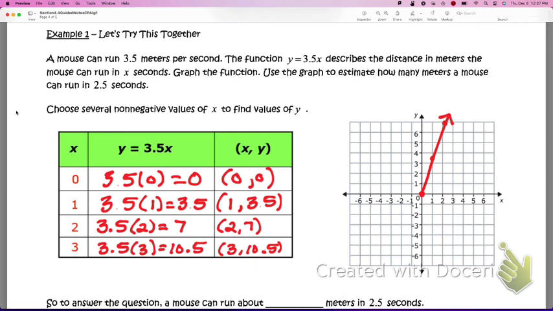So on the bottom it says, to answer the question, a mouse can run about how many meters in 2.5 seconds? If I had to estimate it, 2.5, we're about, no, it has to be somewhere between 7 and 10.5. 8.75? So about 8.75 meters.